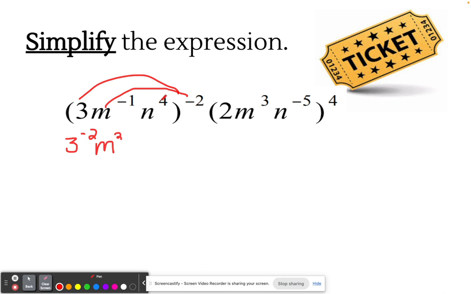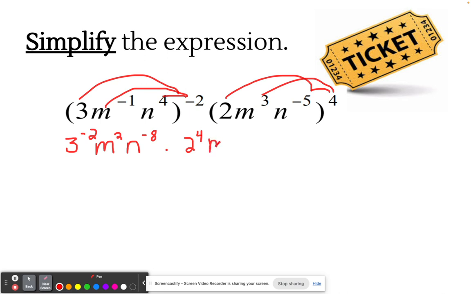Okay, n to the 4th power raised to the negative 2 power. 4 times negative 2 will give me n to the negative 8. I'm not done yet, though. I have 2 being raised to the, oops, I didn't go far enough, 4th power. I have m to the 3rd power being raised to the 4th power. So 3 times 4 is 12.